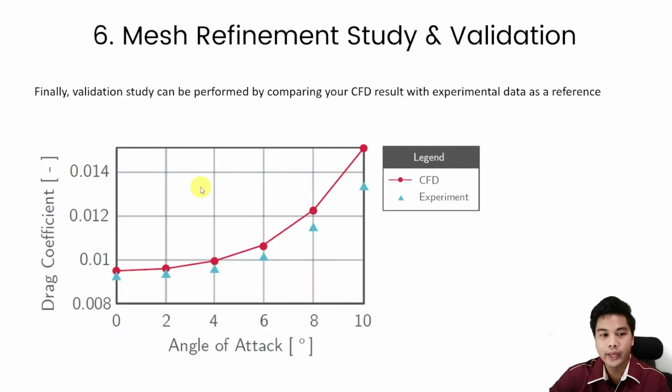And finally, you can perform a validation study by comparing your CFD result with experimental data for your reference. This is another point of interest: I want to look at the drag coefficient. This is the angle of attack. The blue represents the experiment and the red represents the CFD simulation approach.